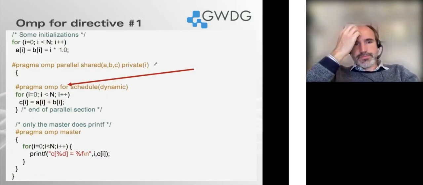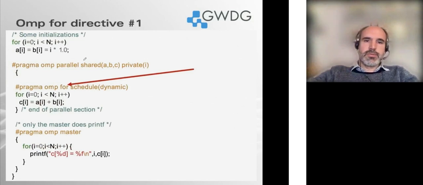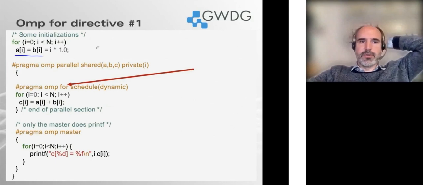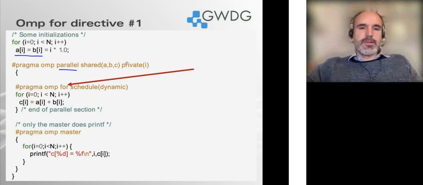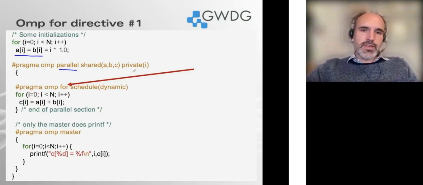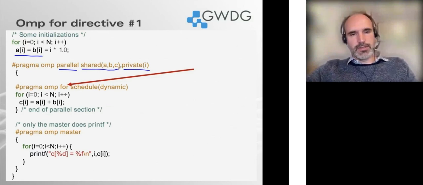In another example here, this is not the full example because we don't have this library and this main function anyway. We have two vectors, A and B, which are initialized with numbers from 0 to n minus 1. And then you have here starting again a parallel part. So at this line you fork new threads, but now you have to say not only a private variable I, but you also have shared variables A, B, and C.